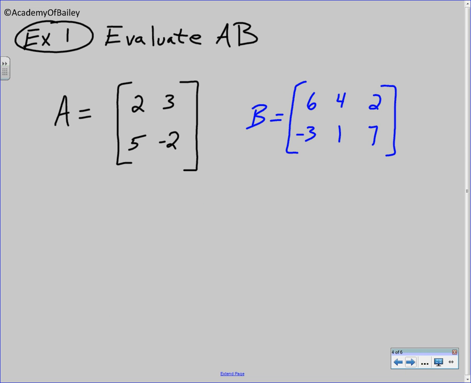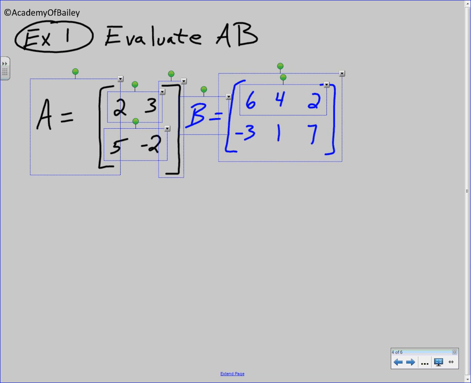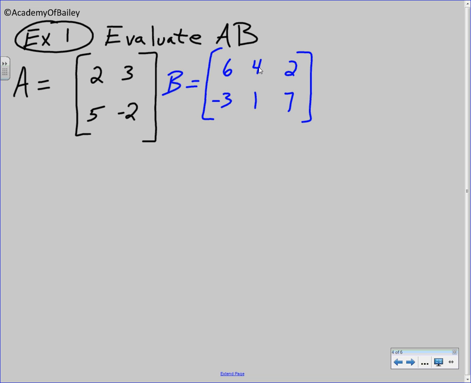All right, let's go ahead and evaluate A times B. Let's go ahead and do this. Okay, so what we're going to do is let me rearrange some of this stuff here so we can get a little bit more room to do some work. So when we multiply A times B, we know that we're going to have a 2 by 3 matrix.